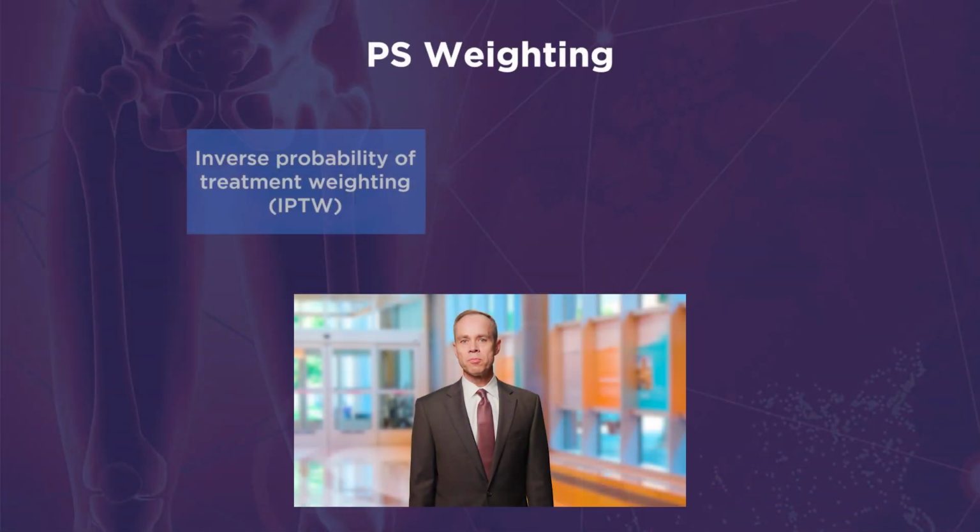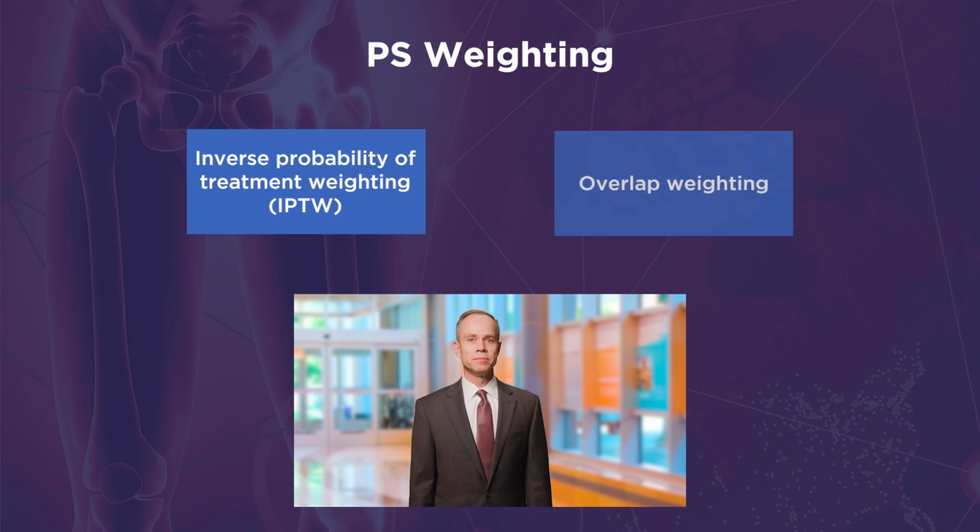The last method this video will discuss is weighting. In this approach, propensity scores are used to create weights, which are then applied to the data to yield a balanced comparison. Two effective weighting strategies are inverse probability of treatment weighting, or IPTW, and overlap weighting. IPTW weights patients by the inverse of the probability of receiving one surgical treatment or exposure versus another, whereas overlap weighting weights patients by the probability of being in the opposite group.